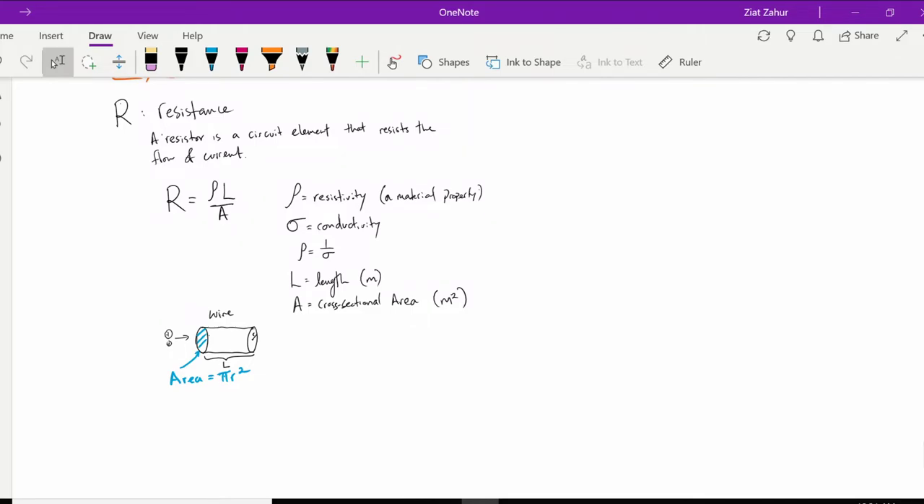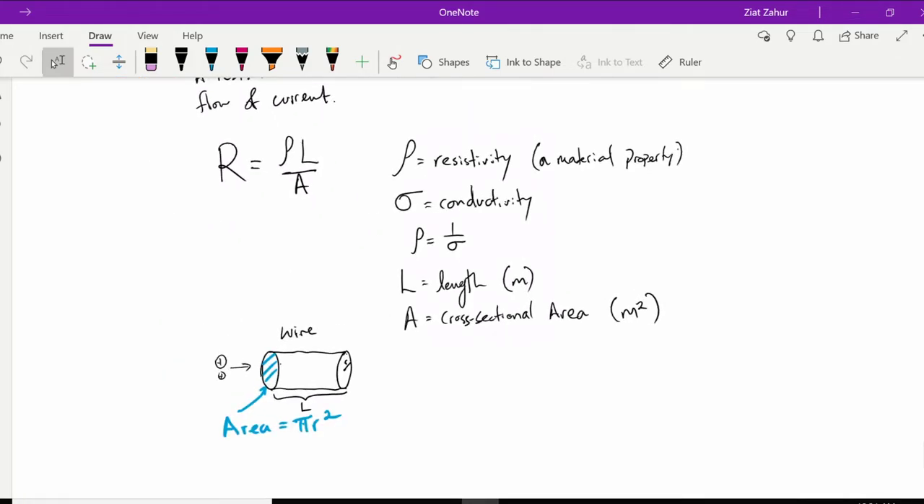Okay, so since L is in the numerator and A is in the denominator, the longer the wire, the more resistance. So you can imagine having a really long wire. Now those positive charges that are trying to get through will crash into more things before they can come out the other end, right? But if you have a shorter wire, there are fewer collisions happening, so you can zoom by.